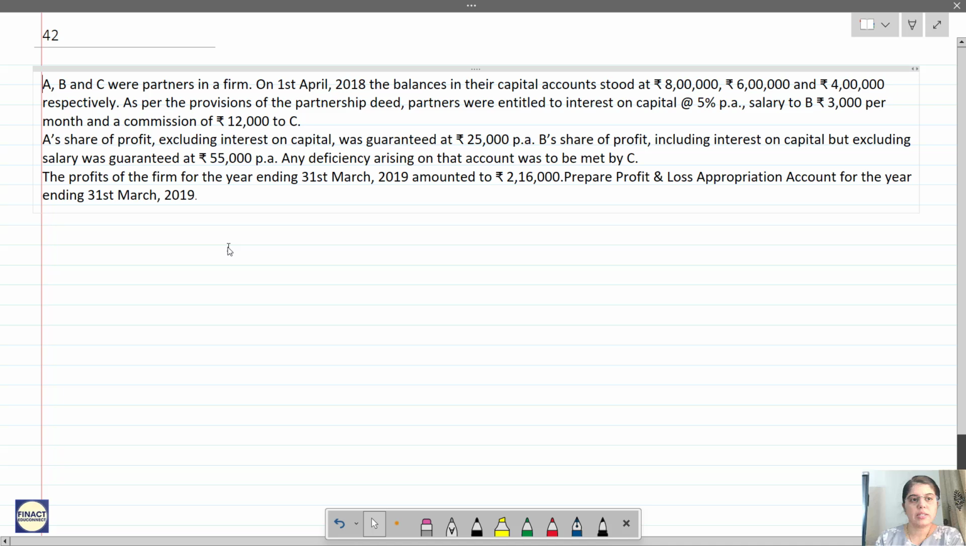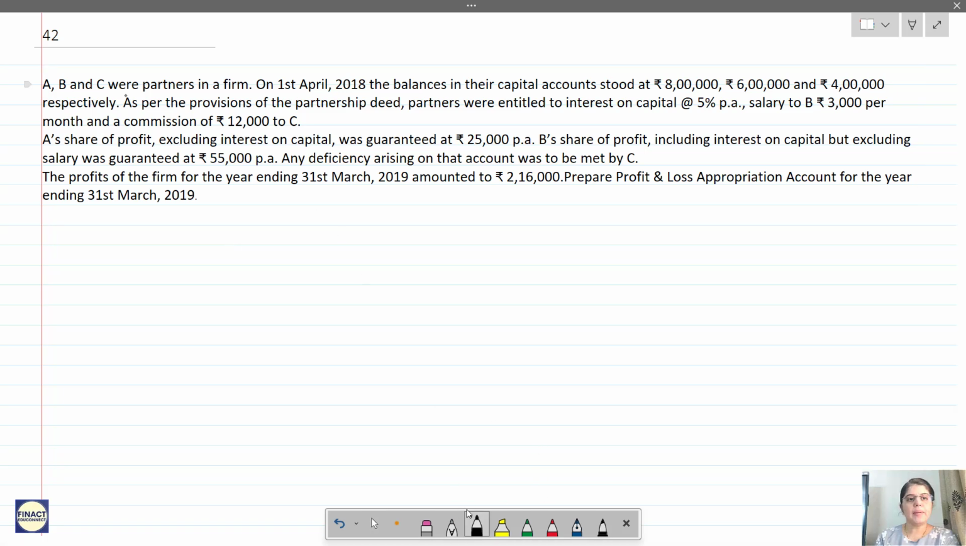Okay, let us read the next question first. A, B, C were partners in the firm. On 1st April 2018, the balances in their capital accounts stood at 8 lakhs, 6 lakhs, 4 lakhs respectively. As per the provisions of the partnership deed, partners were entitled to interest on capital at 5%, salary of 3,000 per month, and commission of 12,000 to C. All this, interest on capital, salary, commission, everything, will come in the P&L appropriation account.